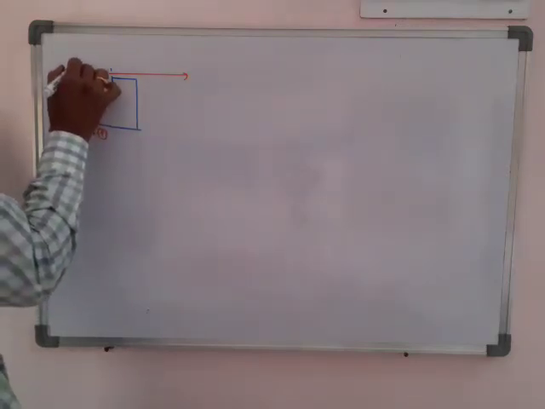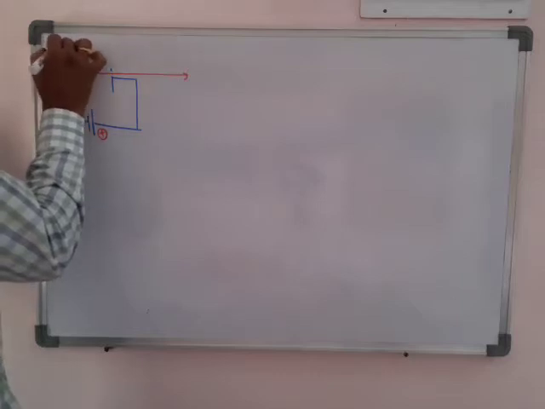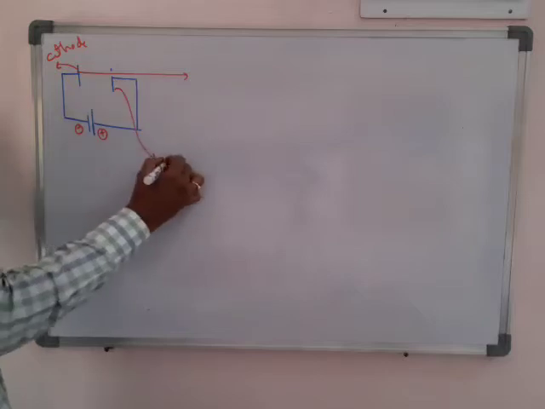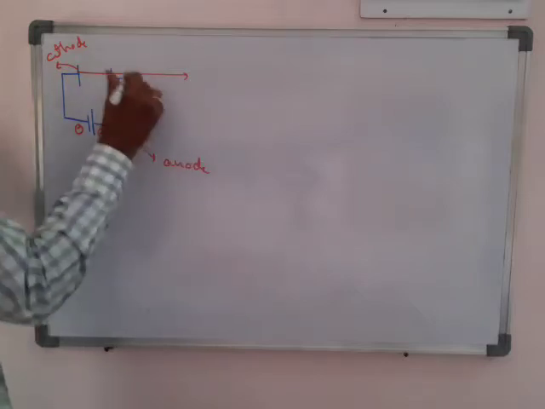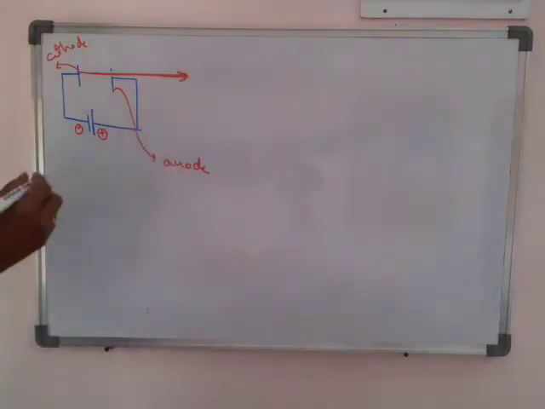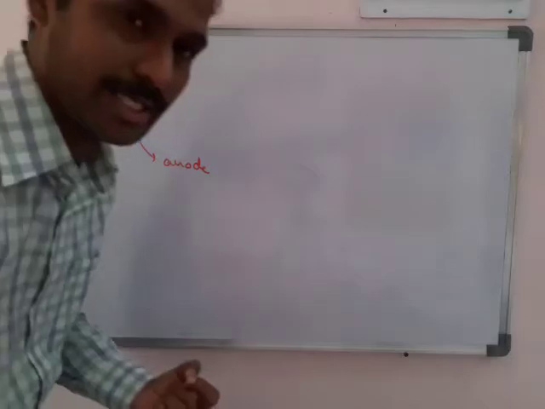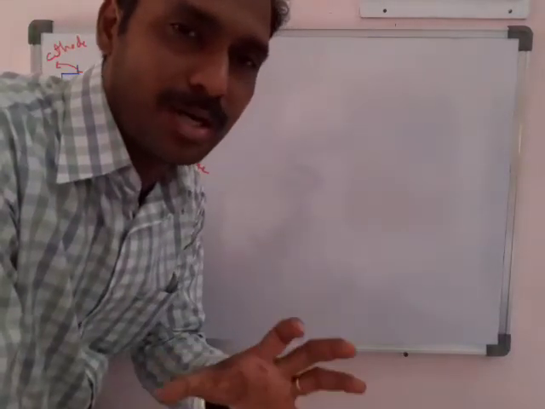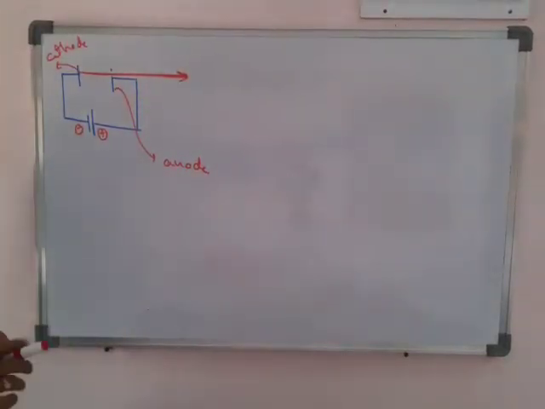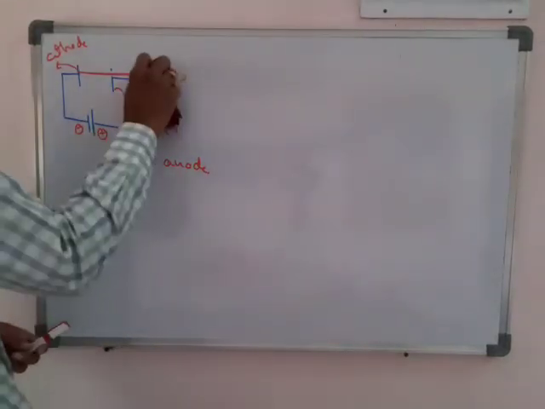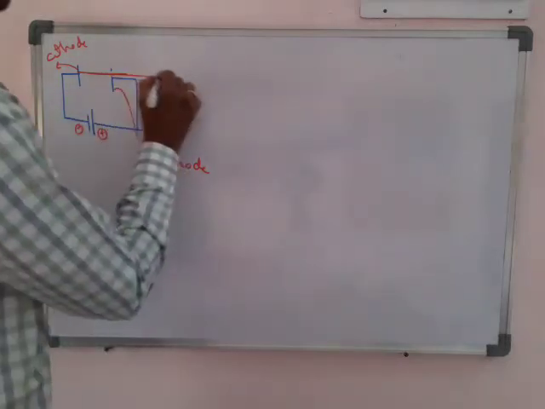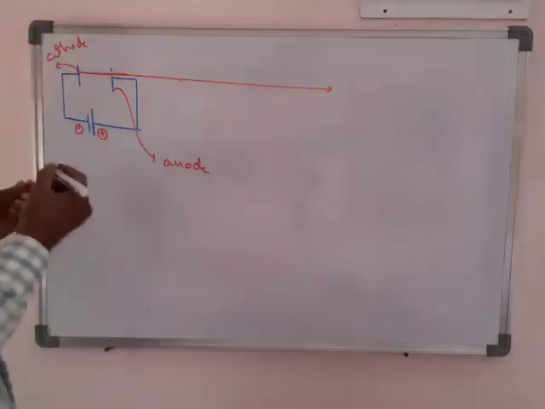This is the terminal, this is the cathode, this is the anode. These are the cathode rays. The cathode rays can be taken outside by making a hole in the anode. Now these cathode rays are observed by applying electric field and magnetic field. So these are the cathode rays.